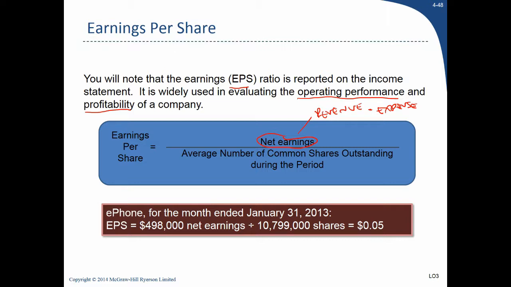Here's an example. If ePhone had $498,000 of net earnings, and the average number of common shares outstanding during the year was 10,799 million, that's worth about 5 cents per share. And that now lets us compare to Apple, lets us compare to ePhone last year. We can make a prediction. If you're an investor and you think earnings per share is going to increase to 6 cents a share, you might think this is a good investment.